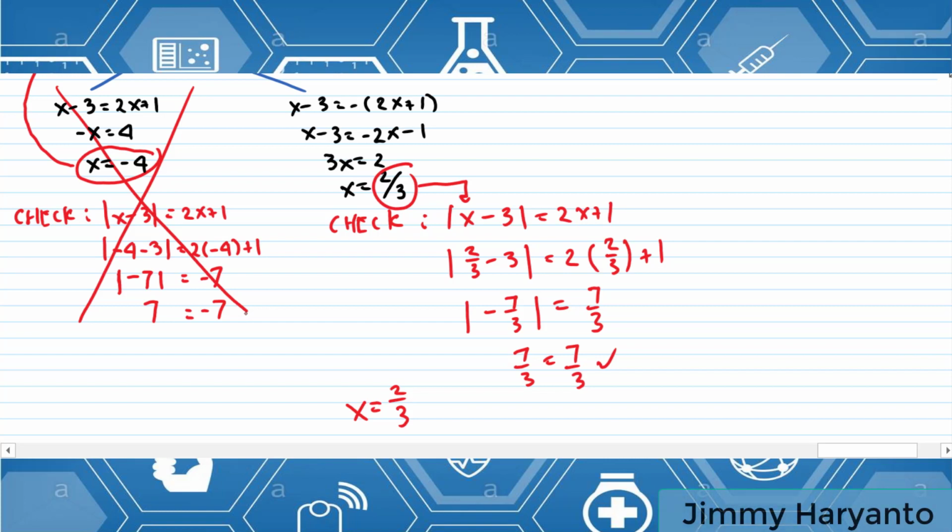Let's look at example number 2. If you already understand this part, you can skip example 2. Okay, number 2. The form is a little bit different, but we can make it the same by moving 3x minus 7 to the right side. It will become negative 3x plus 7. If the form is already the same, we can split them into 2. The left side will be x minus 5 equals negative 3x plus 7, and the right side will be x minus 5 equals negative in the bracket 3x plus 7.